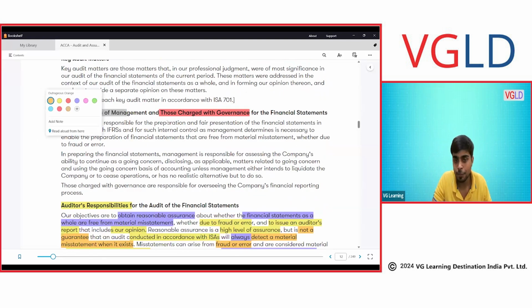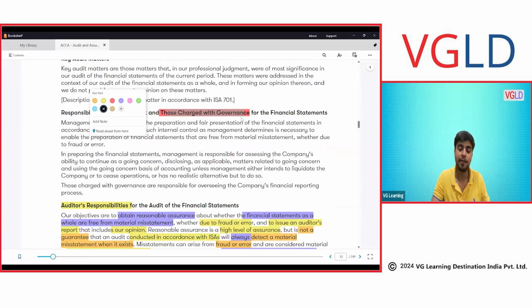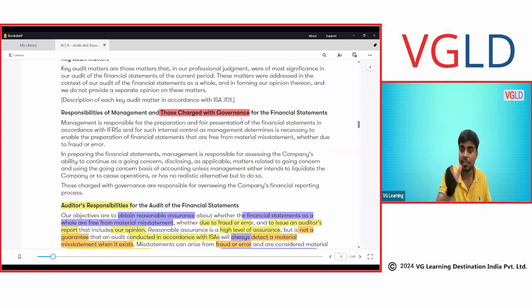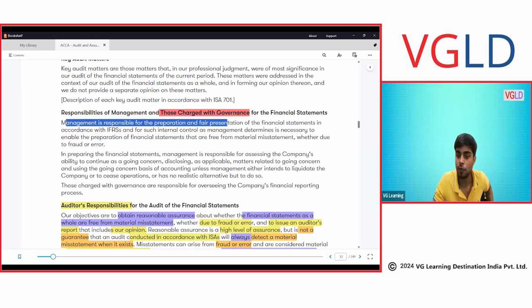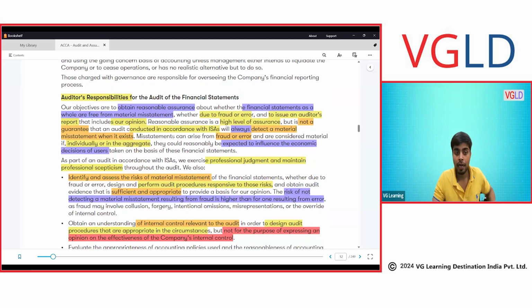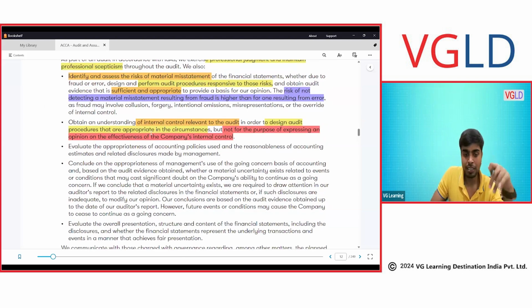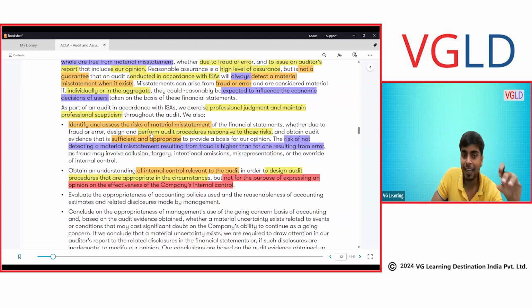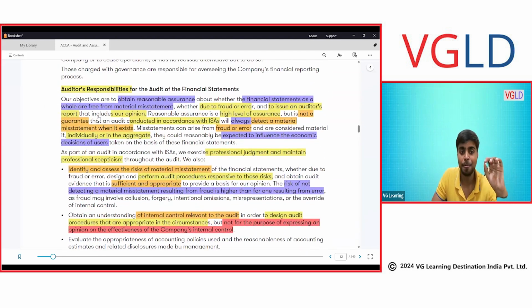Management responsibility or those charged with governance. TCWG, those charged with governance, is another name for management. When we talk about the board of directors, we talk about those charged with governance. Okay, when we talk about lower level management, we talk about management. Okay. So the responsibility of management and those charged with governance is that they are the ones responsible for preparing the financial statements. Then our responsibility. Now, I will not discuss auditor responsibility right now because again, this is a revision.